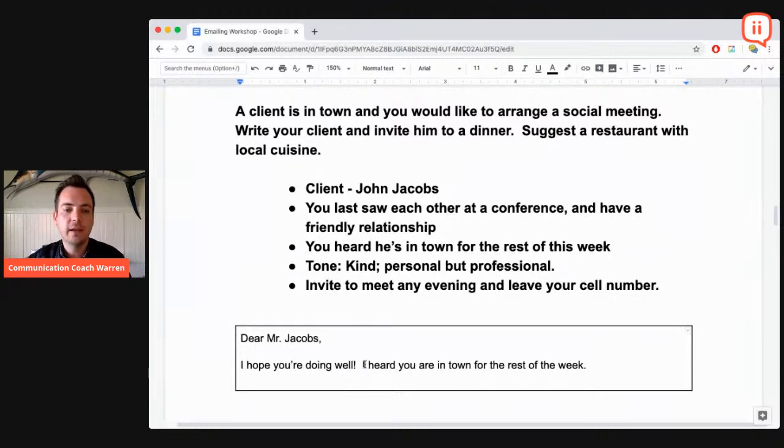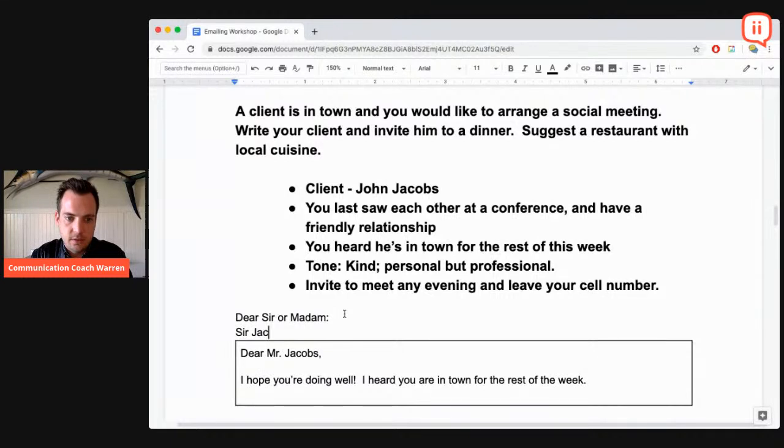So you could use, for example, dear sir or madam when you're writing someone whose name you do not know. For example, you're applying for a job. We would only say Sir Jacobs if he is royalty. Yeah, if he has a royal title.